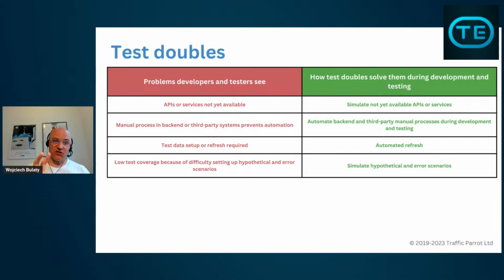Another problem that as a developer or tester you see on a day-to-day basis is that you might have low test coverage because it might be difficult to set up hypothetical or error scenarios in those dependent systems. Test doubles help you here by simulating those error or hypothetical scenarios. Again, you do it yourself in those test doubles because you can configure them to return any type of response you would like.